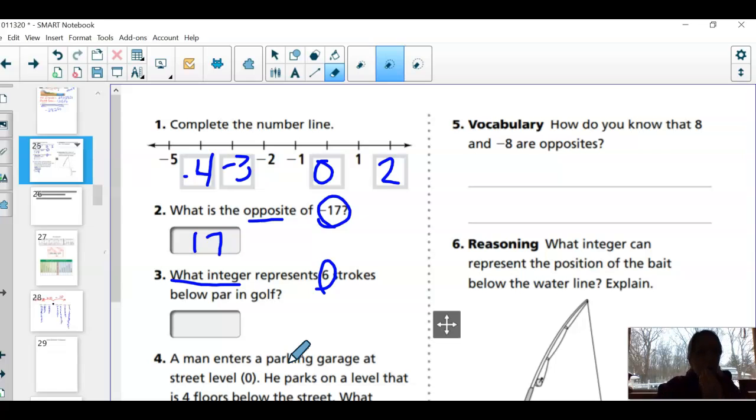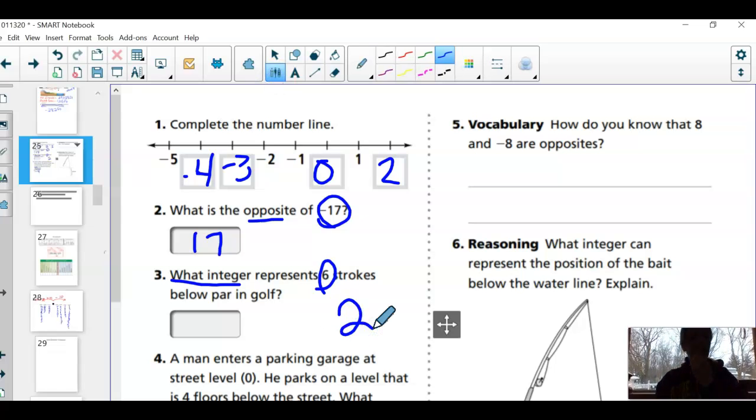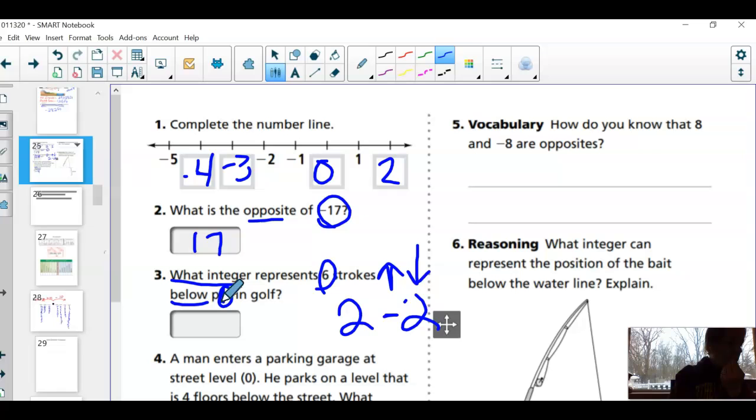If you get 2 points, that means that you got 2 above par. If you had -2 points, that means you had 2 less than par, okay? Bajo de par. Okay, and then in this case, it says 6 strokes below par, and par is 0. Y entonces yo tengo 6 bajo de par, y par es igual a 0. Okay, so think about what this integer would be.